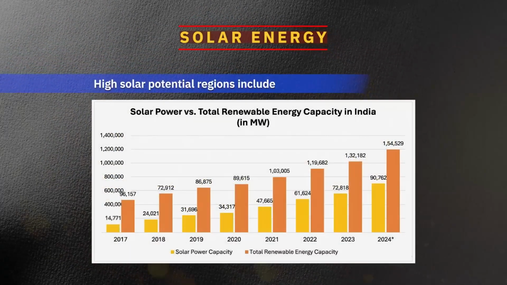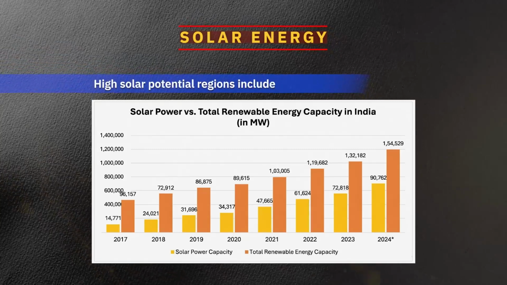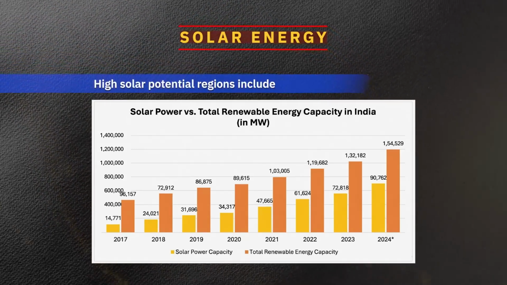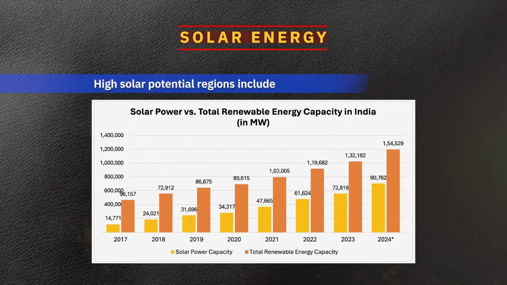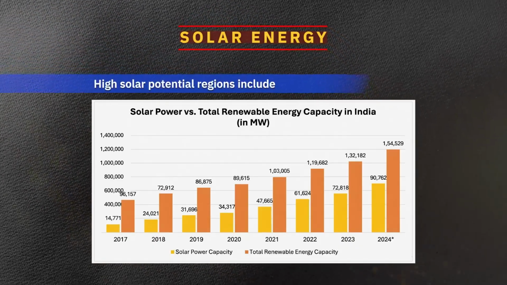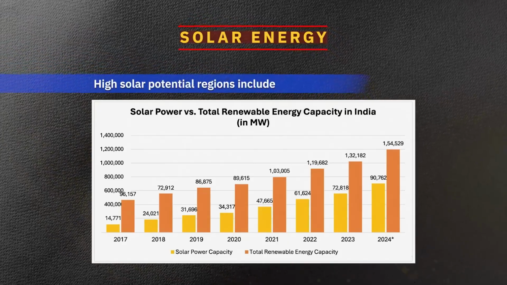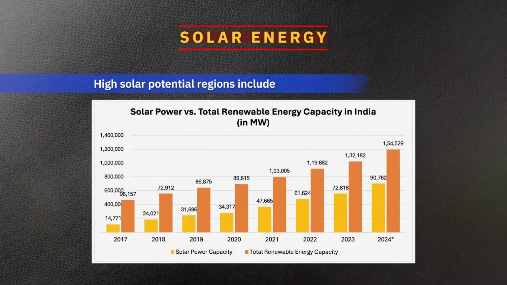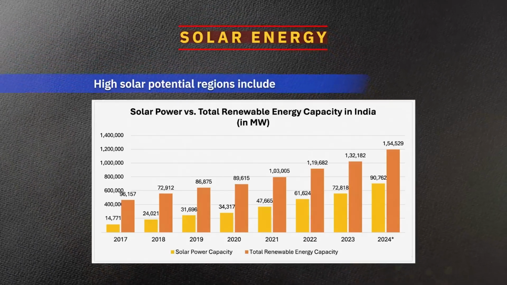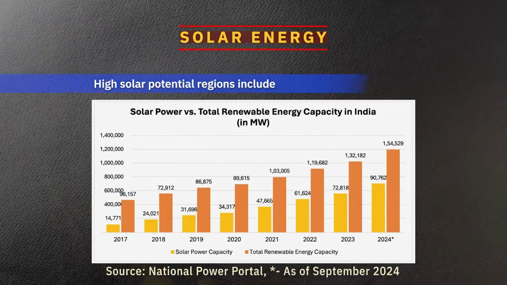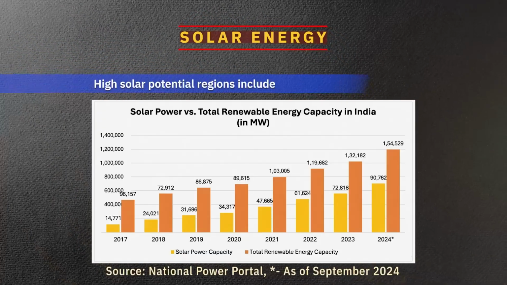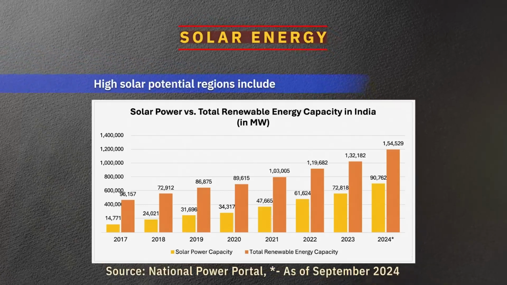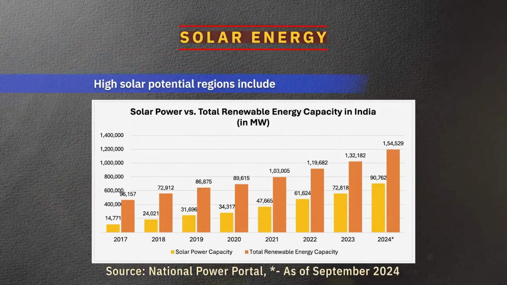Here, the ranks are given, and the diagram below, a bar graph, shows the comparative analysis of solar power to total renewable energy capacity in India. We can see that the solar power generation, which is represented in a deeper rust orange color, has increased through the years. From 2017, the bar graph has increased for both cases. Solar power capacity has also increased, and total renewable energy generation has also increased. The data is shown from 2017 to 2024, and the source of the data is the National Power Portal as of September 2024.